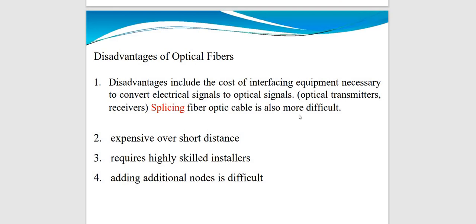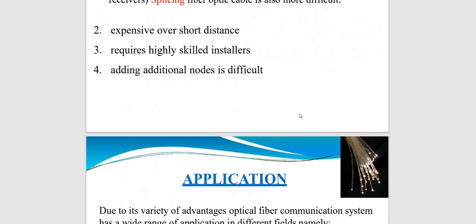The disadvantages of optical fiber communication are the cost of interfacing equipment necessary to convert the electrical signal to optical signals. Splicing fiber optic cables is also very difficult, and it is expensive over short distances. It requires highly skilled installers to install the fiber optic cable, and adding additional nodes to the system is also a difficult process.